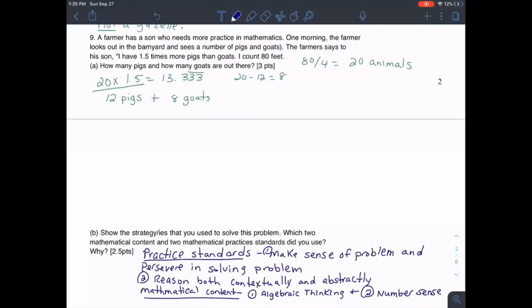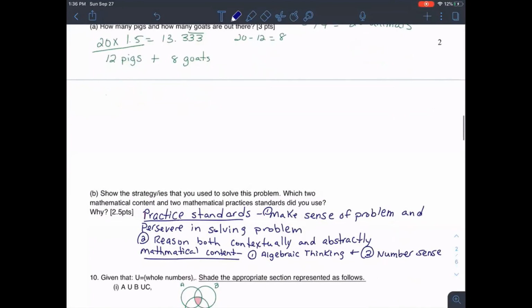All right, so on B is show the strategies that you use to solve this problem. Which 2 mathematical content and 2 mathematical practice standards did you use? So if you look at the South Carolina College and Career Ready Mathematical Process Standards, there are 7 of them.